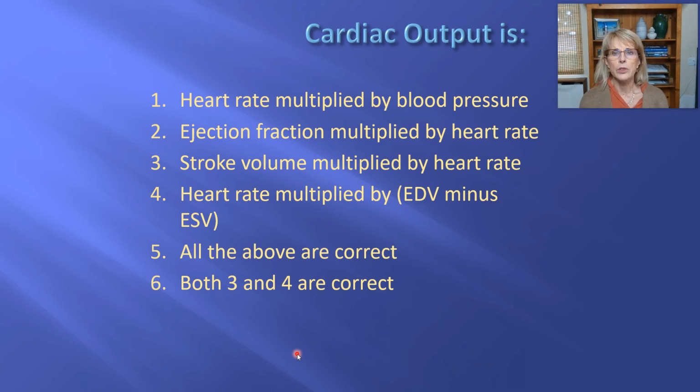Cardiac output is what? Heart rate by blood pressure? No. Ejection fraction by heart rate? No, but close. Stroke volume by heart rate? Okay, wait a minute. That sounds right, but let's keep reading because Tidal is tricky. Heart rate multiplied by the end diastolic volume minus the end systolic volume. Well, wait a minute. What is the end diastolic volume minus the end systolic volume? That's the stroke volume. So heart rate times this is the same as saying heart rate times that. So both 3 and 4 are correct, but you knew that.